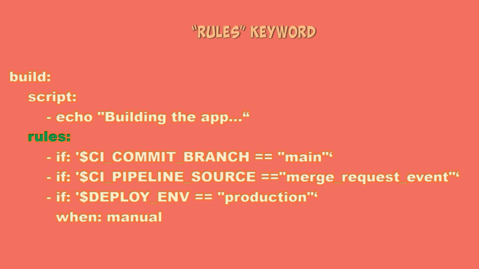Alright, now let's talk about rules. If only and except are your basic traffic signs, rules is like a GPS with real-time traffic updates. It gives you way more control and flexibility over when your jobs should run. With rules you can define multiple conditions, like running a job based on the branch name, pipeline events, or even custom variables. It's all about giving you the power to create really dynamic pipelines. Let's dive into an example.